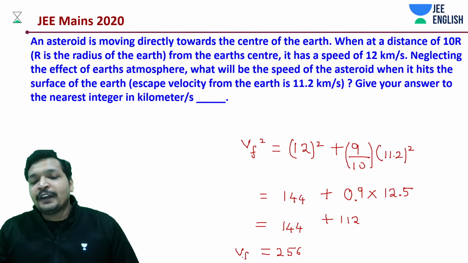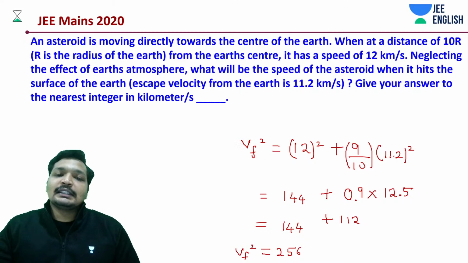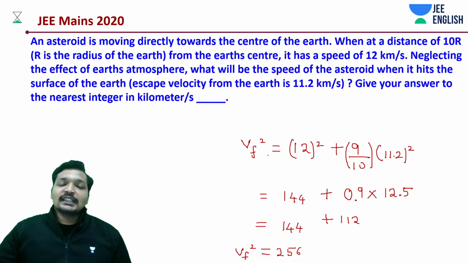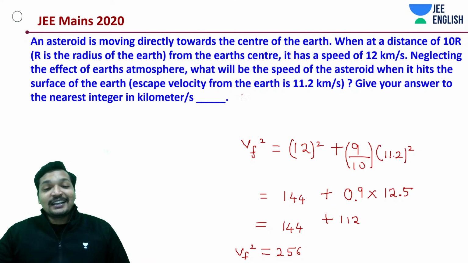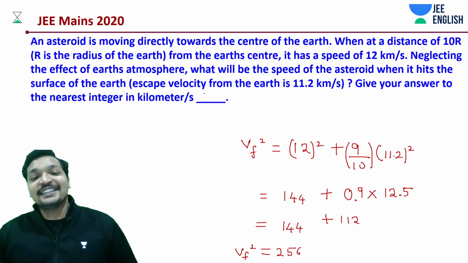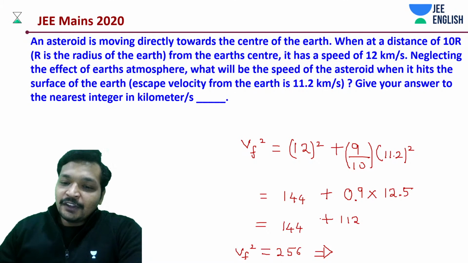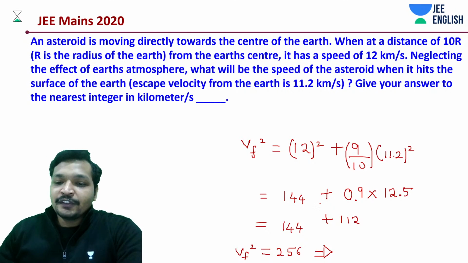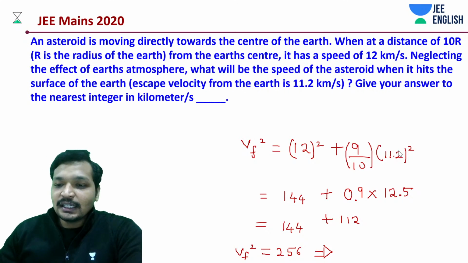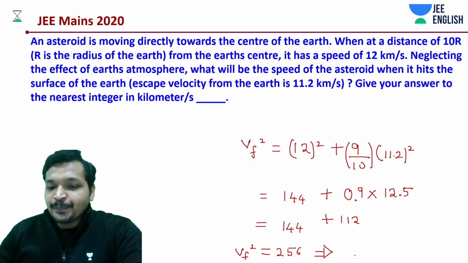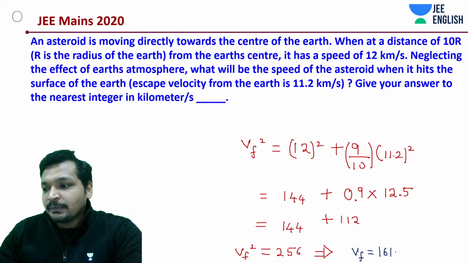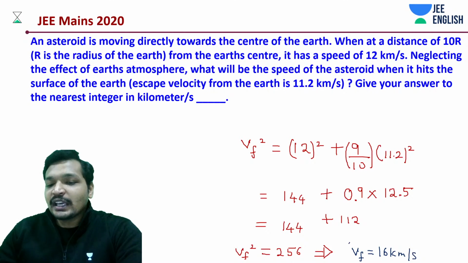Yeah, you can definitely do that, Arch, but the reason I'm discussing this specific thing is that it's a number based question. You're supposed to enter the number here, so that is where the issue arises. So if we calculate this, what do we get? We get the final value to be 256. 16 whole square is 256. That means this, taken root on the other side, should be 16 kilometers per second.